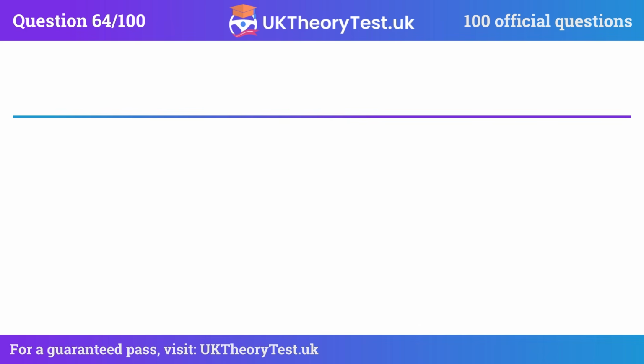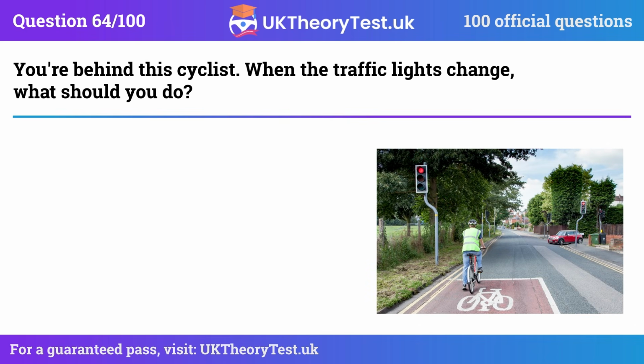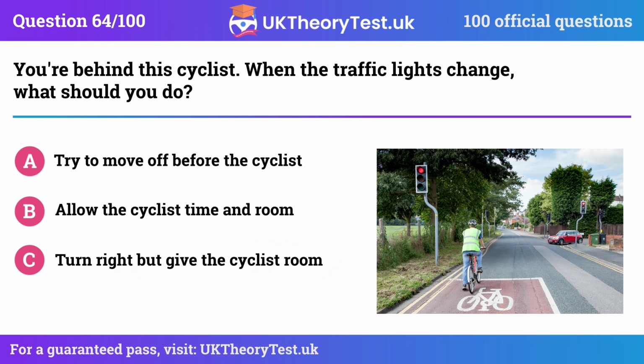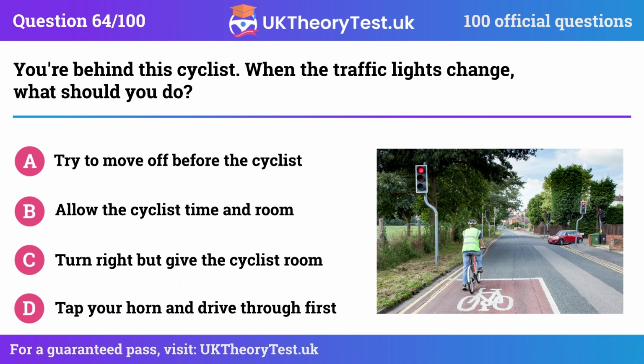Question 64. You're behind this cyclist. When the traffic lights change, what should you do? A. Try to move off before the cyclist. B. Allow the cyclist time and room. C. Turn right but give the cyclist room. D. Tap your horn and drive through first.